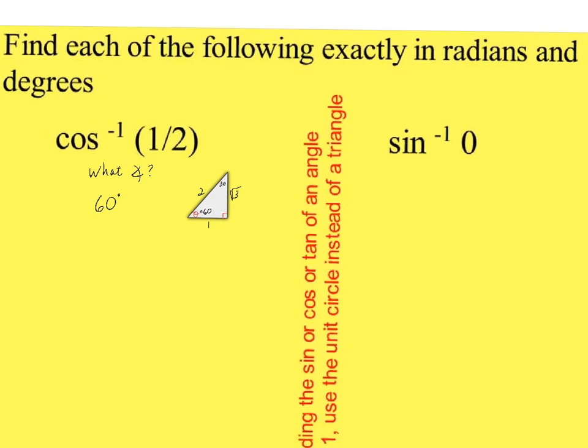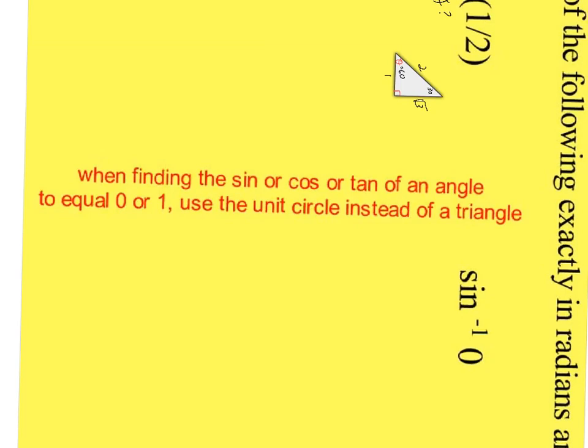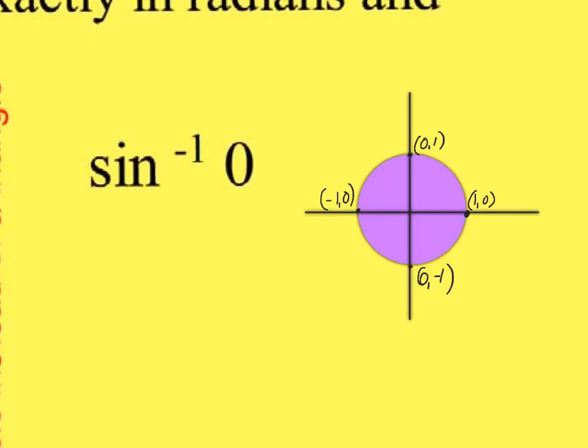Another question, but take this hint. Using our unit circle and remembering that x goes with cosine, y goes with sine. If we're looking for what angle makes the sine ratio equal 0, the sine equals 0 here and here. So my answers are 0 and 180 degrees.